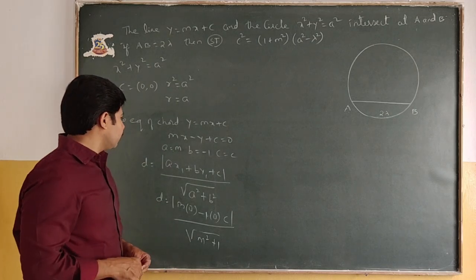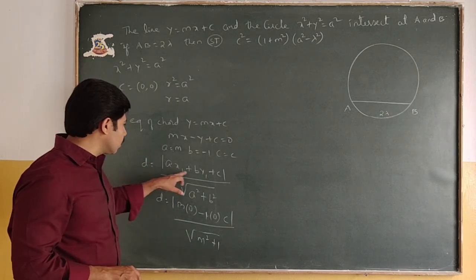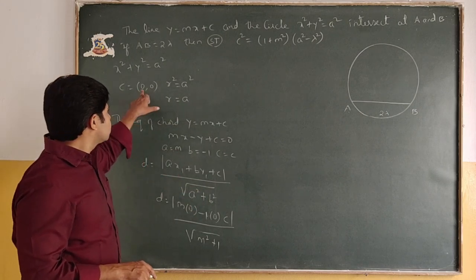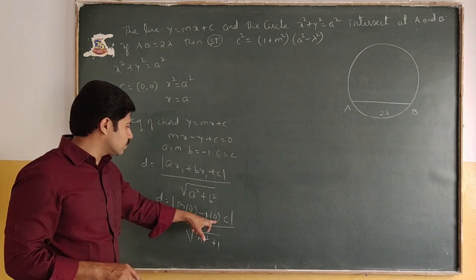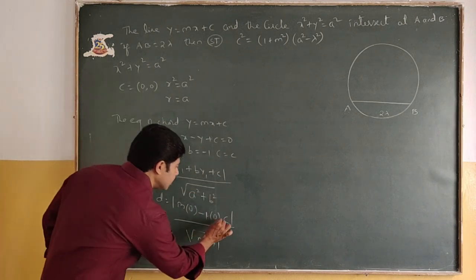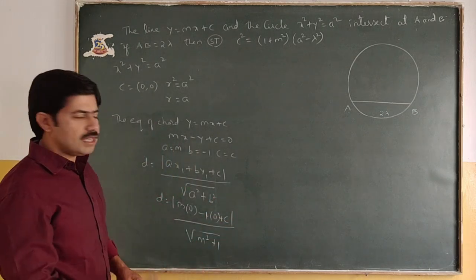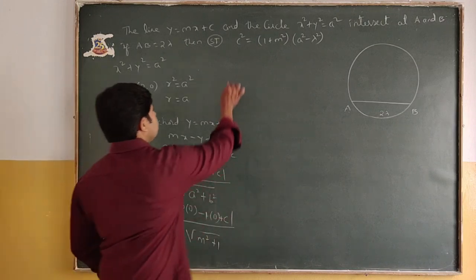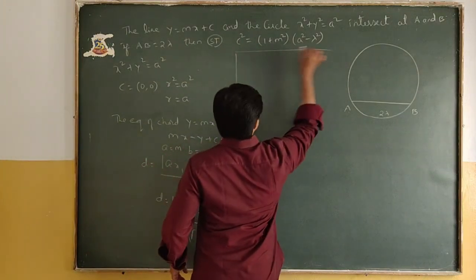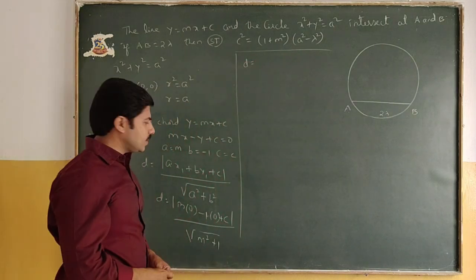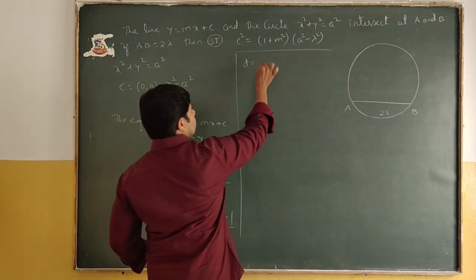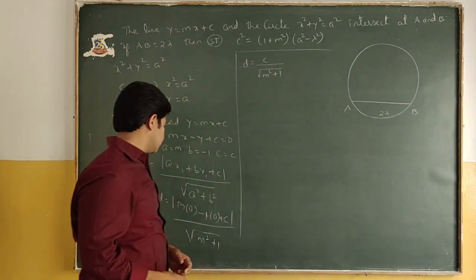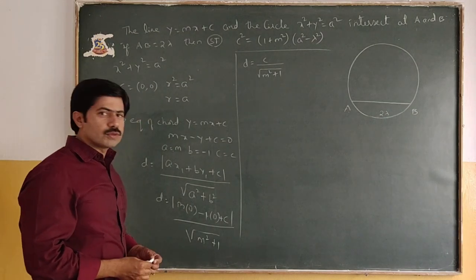I'll repeat. First we find the D value. D = |ax1 + by1 + c| divided by the square root of a² + b². Here a is m, b is −1, and (x1, y1) is the center, which is (0, 0). The c value is c. Now we got the value of D. Simplifying, D = c divided by the square root of m² + 1.